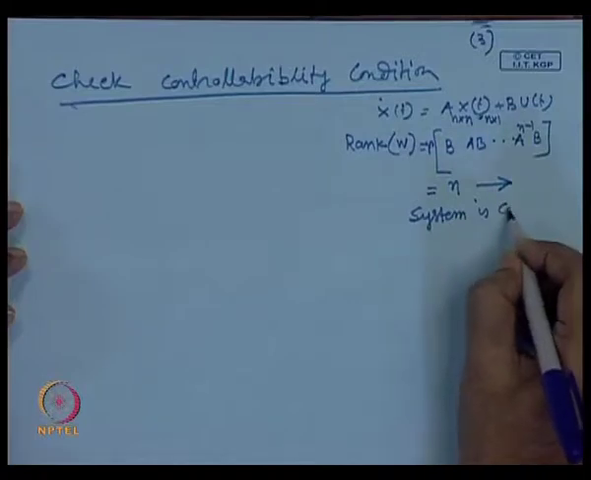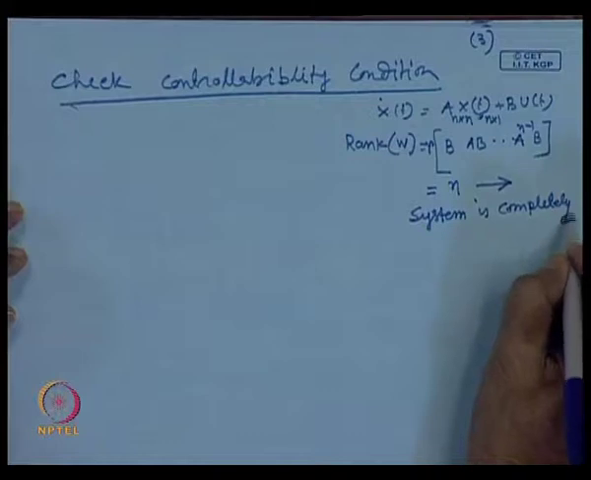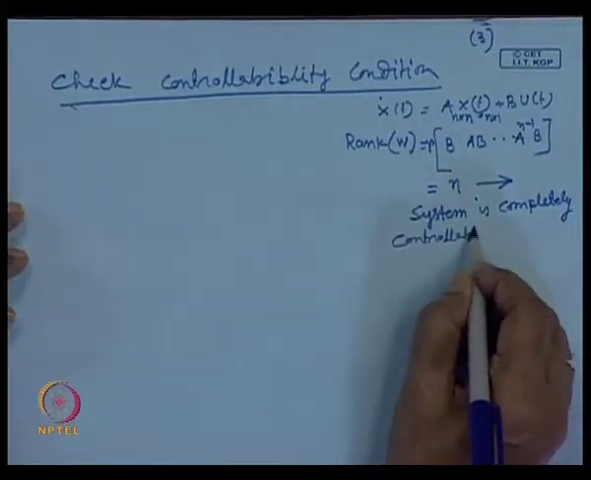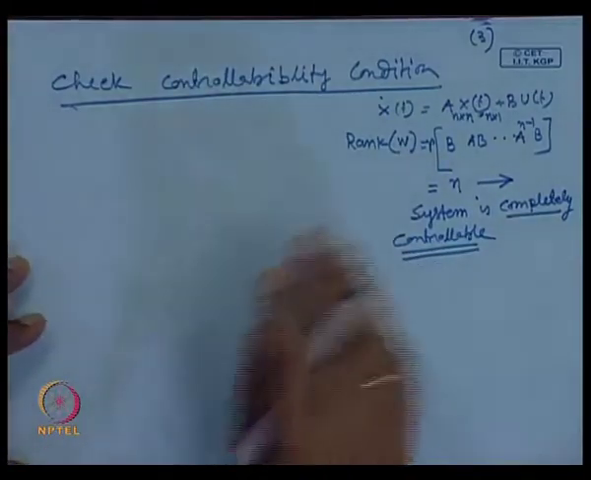The system is completely controllable. That means we will be able to drive all the states from any position to any other desired position. So, we will check whether the system is controllable or not; at least it should be stabilizable.